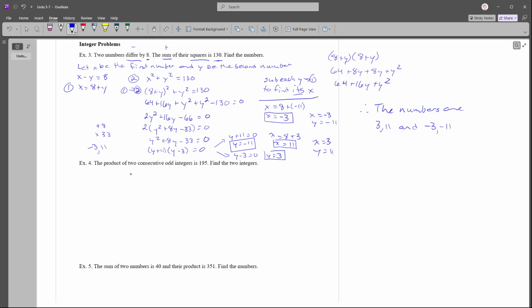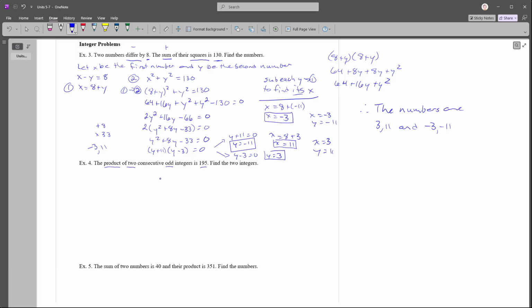The product of two consecutive odd numbers. Two consecutive, which means they're one after another, but they're odd integers. So 1 and 3 would be two consecutive odd integers. 5 and 7 would be two consecutive odd integers. 111 and 113 would be two consecutive odd integers. So the product of these things is 195.